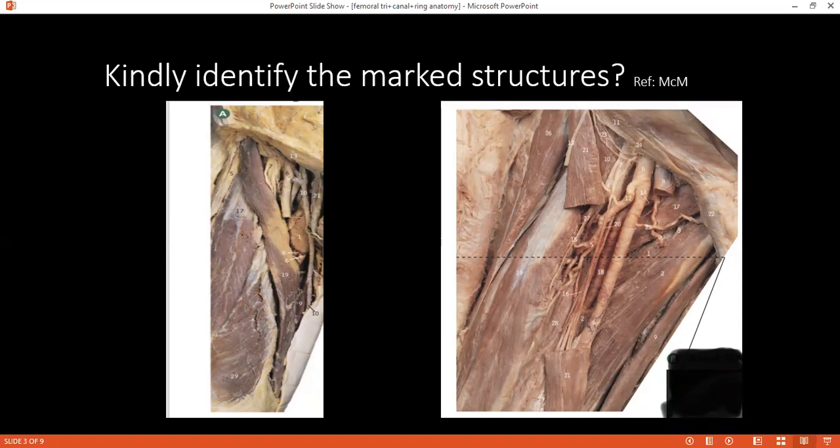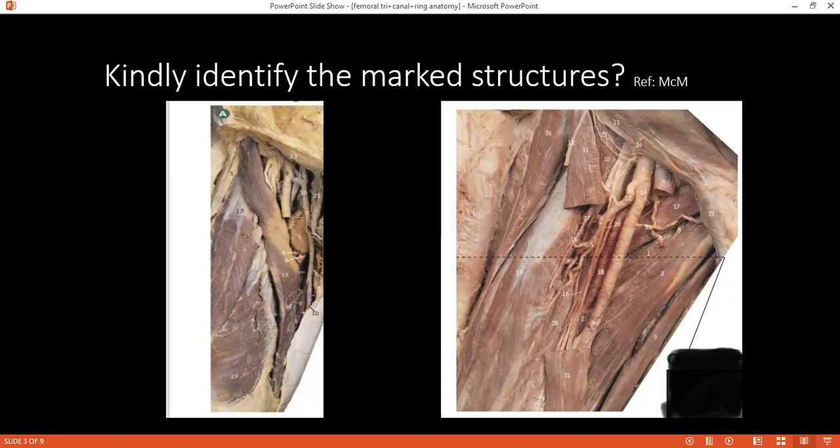So here there are anteromedial, anterolateral, and posteromedial walls, and a roof. The roof is formed by sartorius. The posteromedial wall is formed by adductor longus and adductor magnus. Anterolaterally, it will be vastus lateralis. Contents will be the superficial femoral artery and superficial femoral vein, and also the saphenous nerve and long saphenous vein, and the nerve to vastus medialis as well.